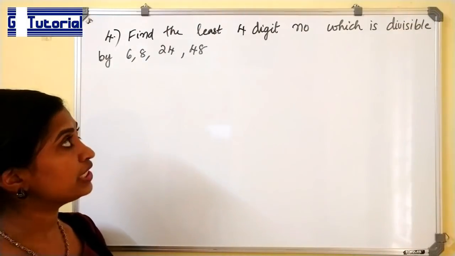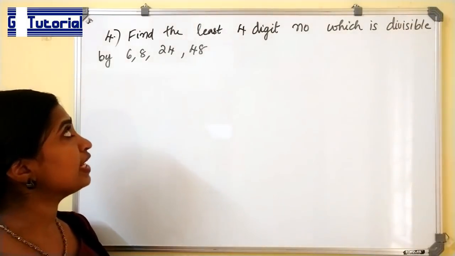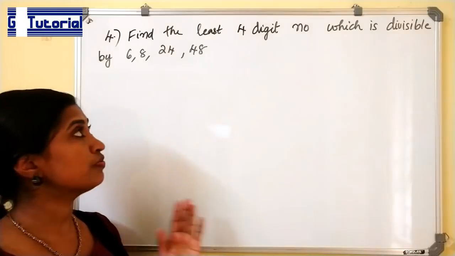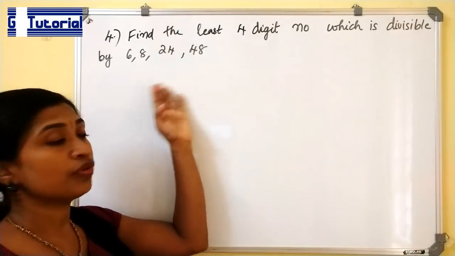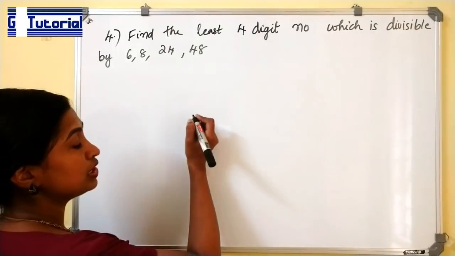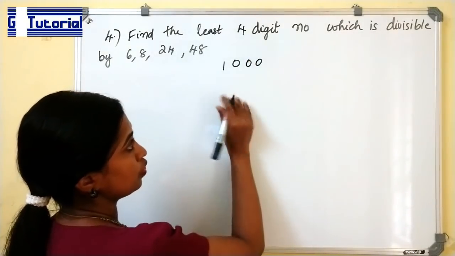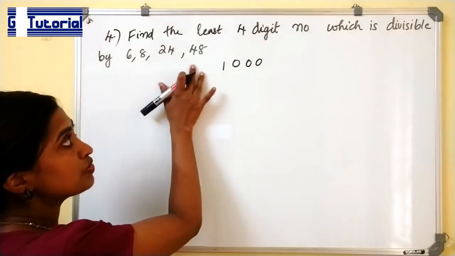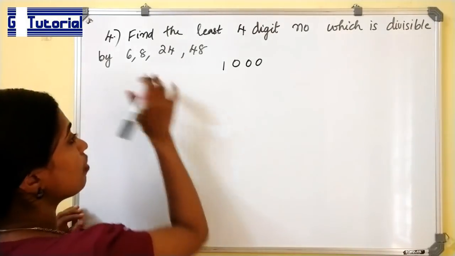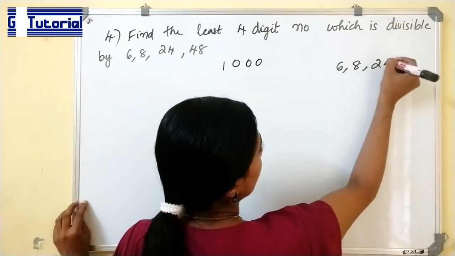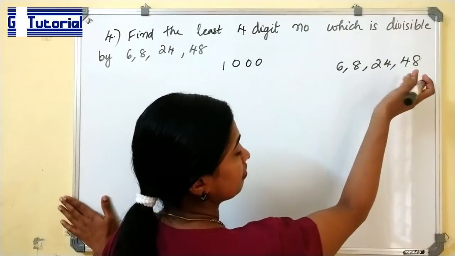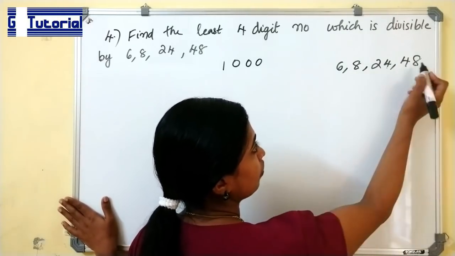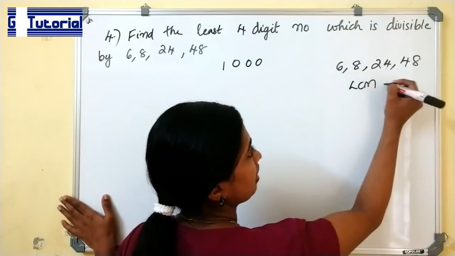Find the least 4 digit number which is divisible by 6, 8, 24 and 48. We are asked to find the smallest 4 digit number which is divisible by 6, 8, 24 and 48. The least 4 digit number is 1000. A number divisible by these 4 is also divisible by their LCM. First we check whether the greatest number is divisible by the other 3 numbers. Here 48 is divisible by 24, by 8, and by 6. So the LCM is just 48.